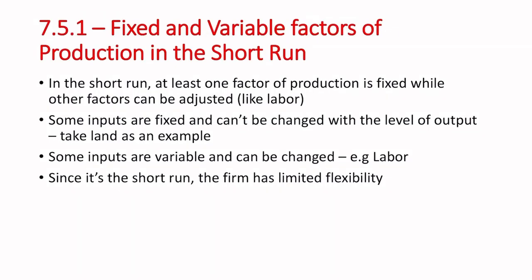To get us started, let's look at the fixed and variable factors of production in the short run. In the short run, at least one factor of production is fixed, while other factors can be adjusted. Some inputs are fixed and can't be changed with the level of output. Take land as an example, whereas some inputs are variable and can be changed, like labor. Since it's a short run, the firm has limited flexibility.